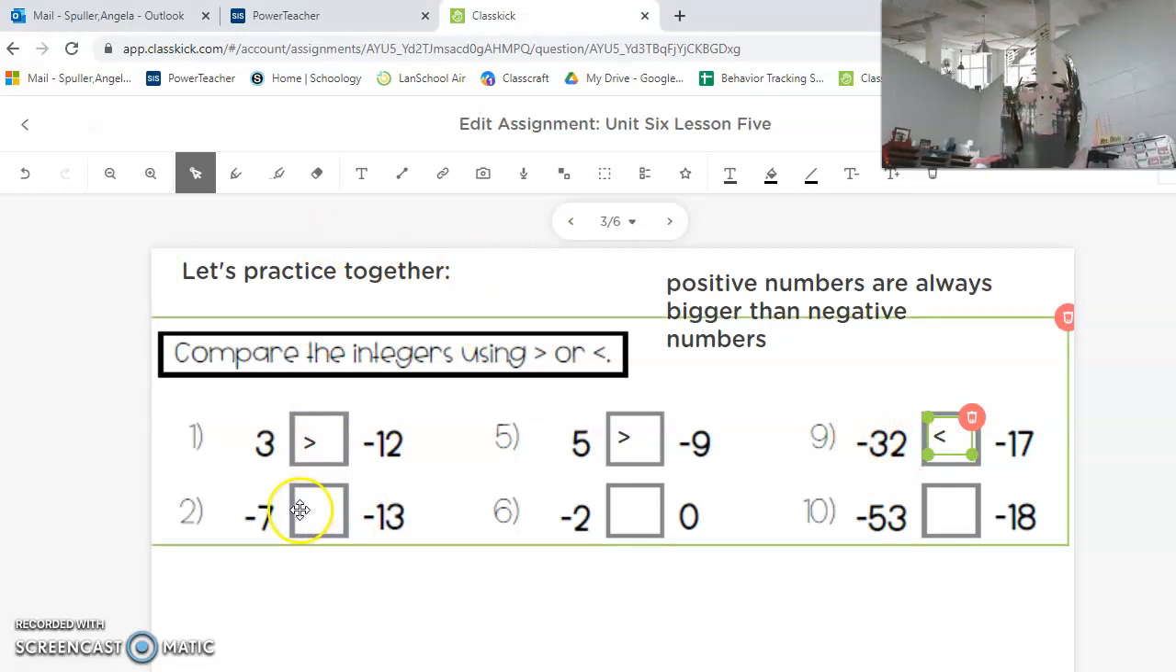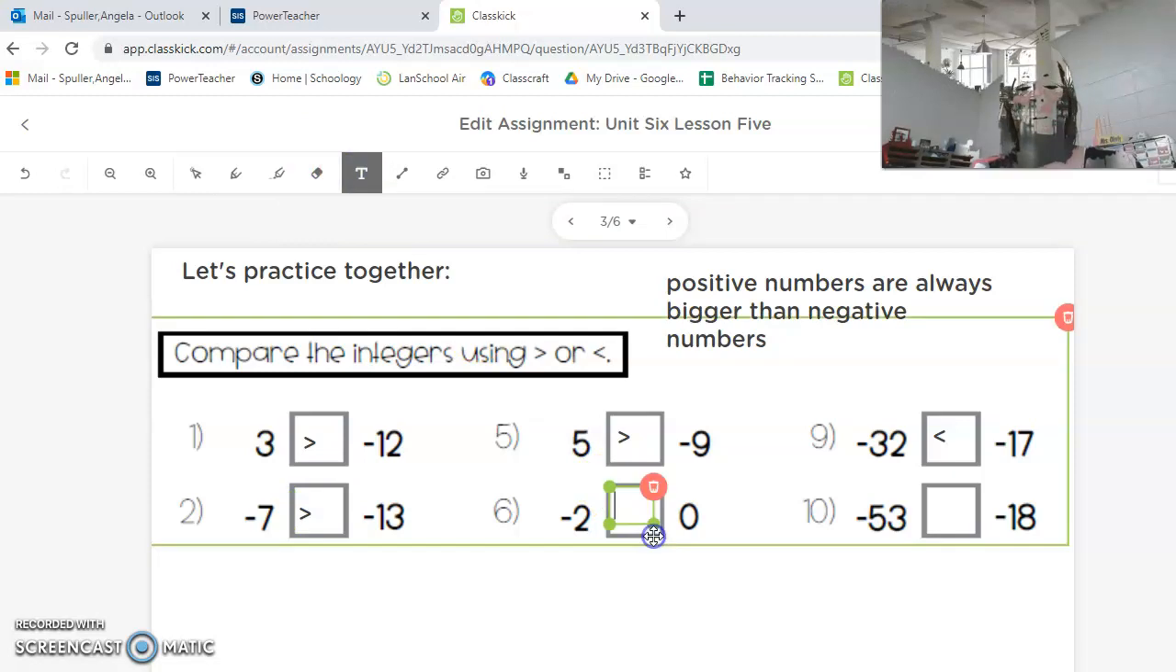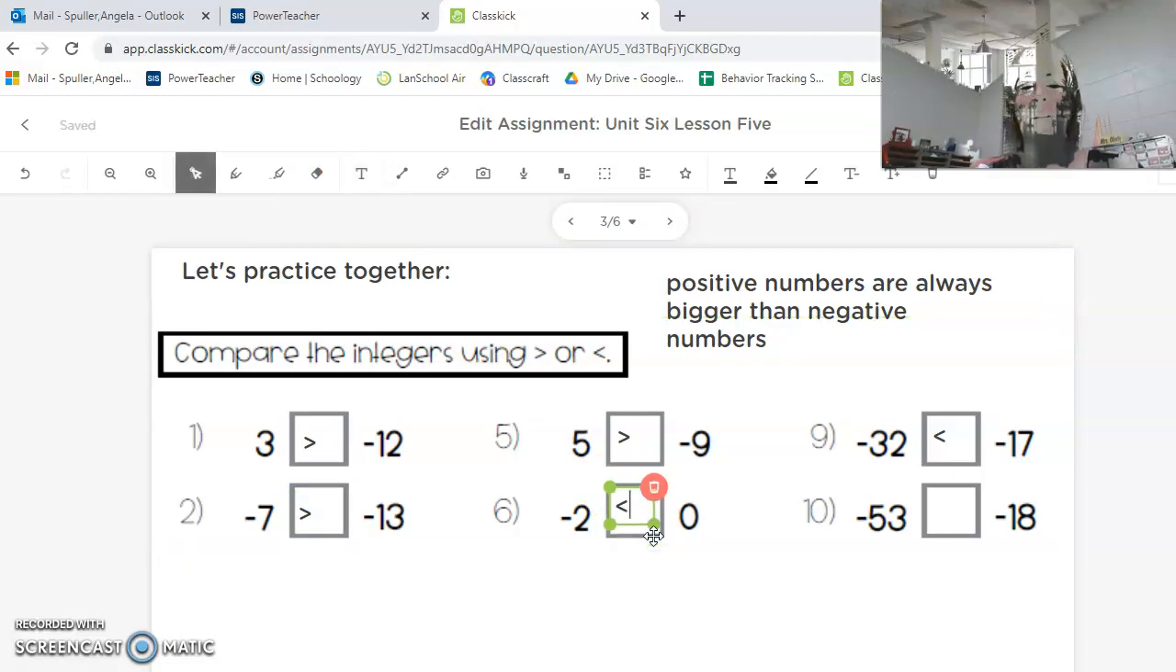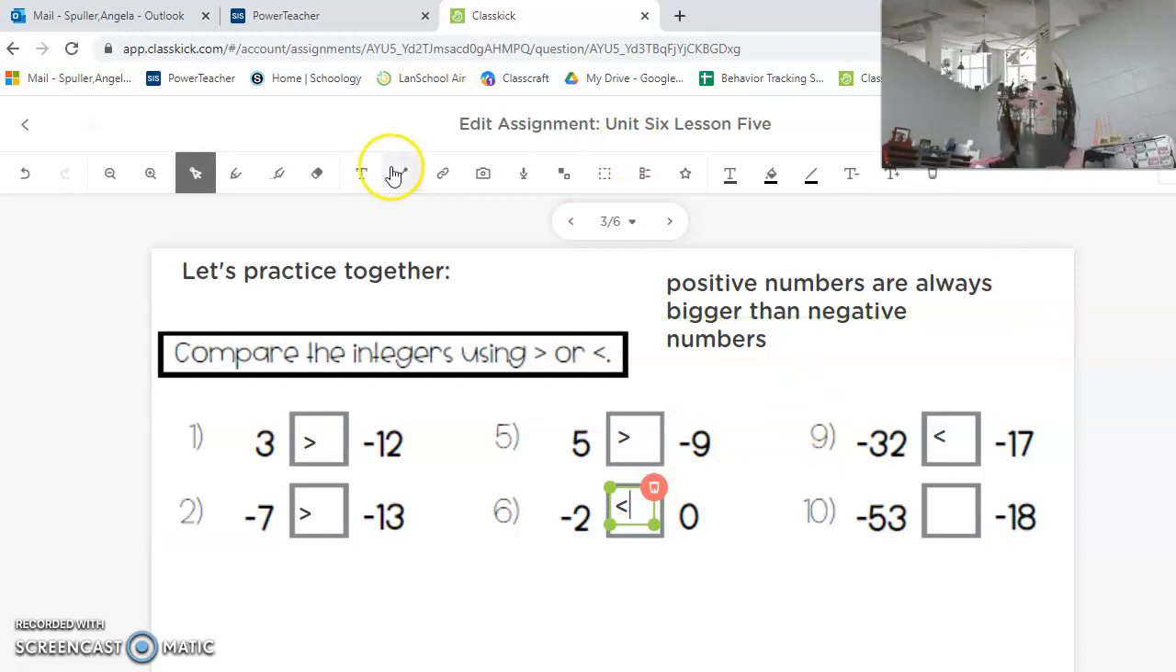Okay, -7 and -13. Which one do I owe less than? If you said that this should be greater than, you are correct. -2 and 0, -2 is always less than because it's on the left side of the 0. Okay, -53 and -18.